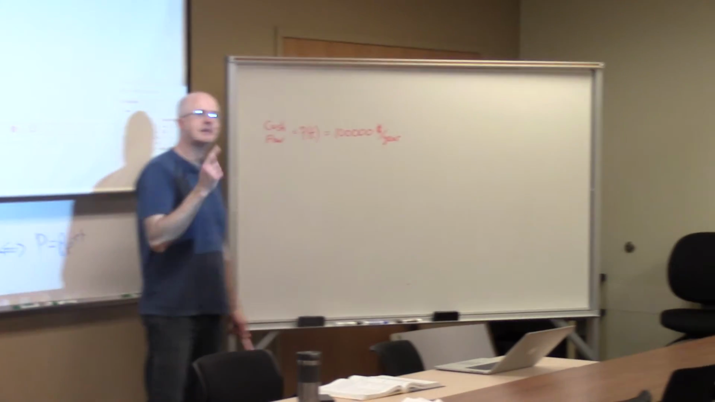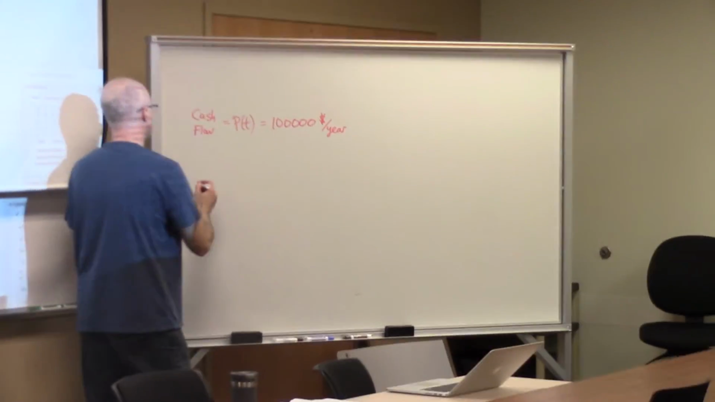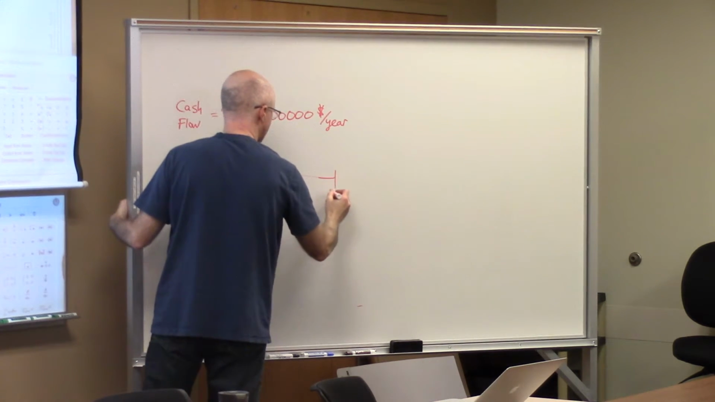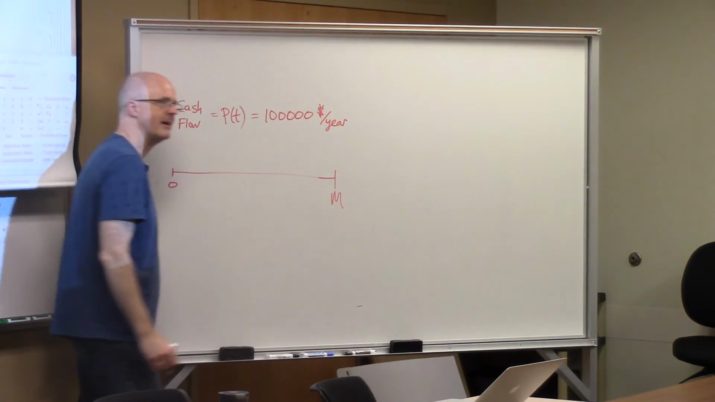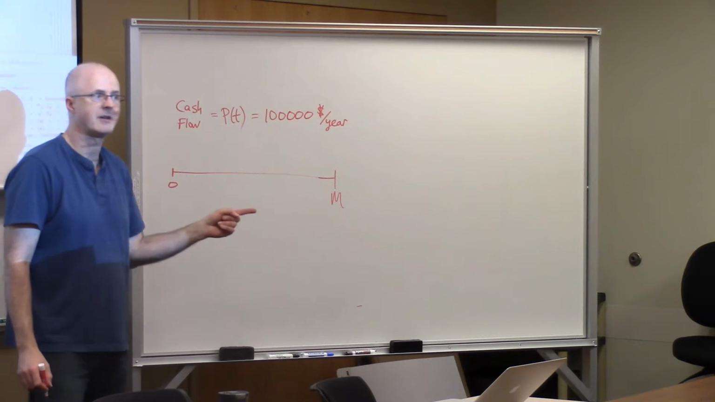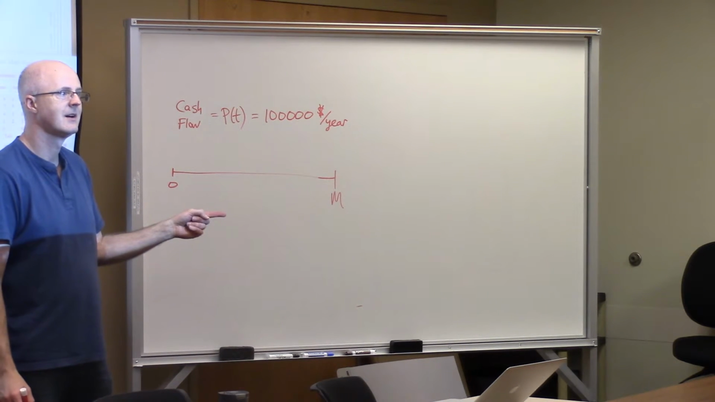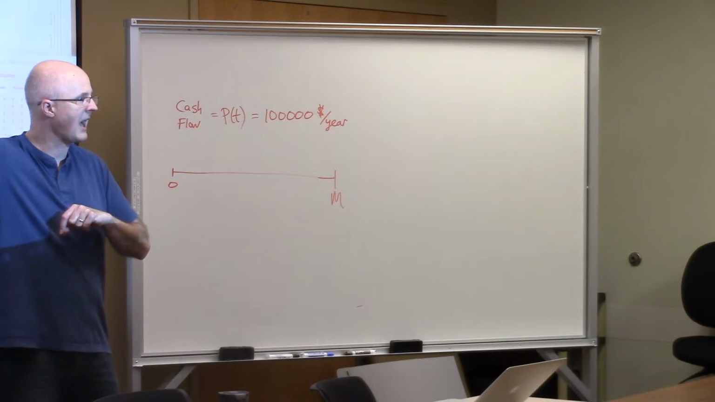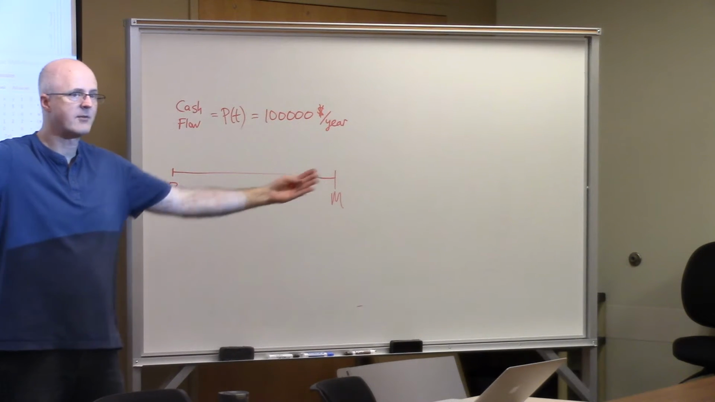How much money do you get during a small interval of time? Imagine an interval from 0 to some number, capital M. For us, we're going to take capital M to be 10. So we're going to get this cash flow. It's going to be similar to our lottery example. We're going to get it over 10 years.